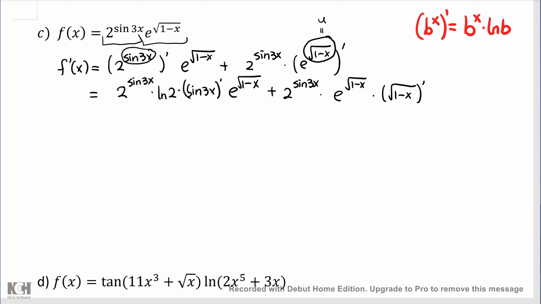Okay, so let's continue. We have 2 sine 3x times ln of 2. What is the derivative of sine 3x? The derivative of sine is cosine. So we have cosine 3x. And then remember, this is like a small u, right? Derivative of sine u is cosine u times u prime. So u prime here, 3x prime is 3. Okay, and then we continue. This guy, we copy it down.